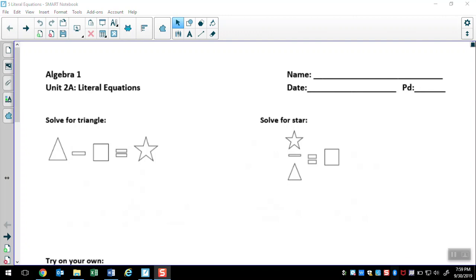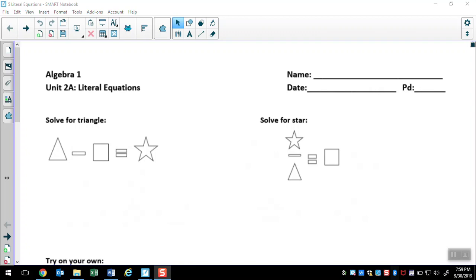Hi everyone, today we're going to talk about how to solve literal equations. Literal equations are really just equations that we're trying to rearrange so that we can solve for a specific variable. So we're going to start with a couple of equations where our variables are all shapes.